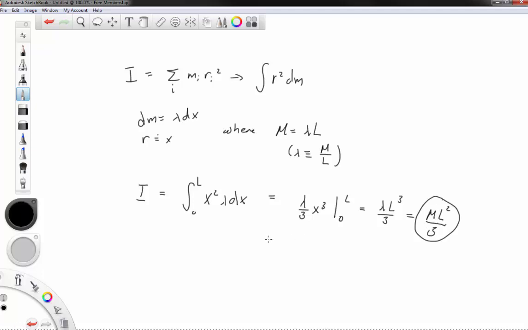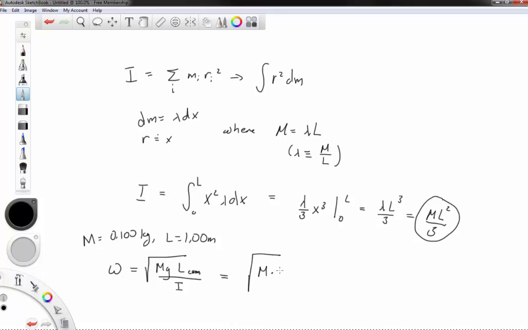So part 2 was to determine the period of oscillation, given that the mass is 0.1 kilogram and the length is, well, it's a meter stick, so the length is hopefully pretty close to a meter. So what is the period going to be? Well, we had that omega is equal to the square root of m g L to the center of mass divided by I, which then becomes the square root of m times g times L center of mass divided by m times total length squared over 3.